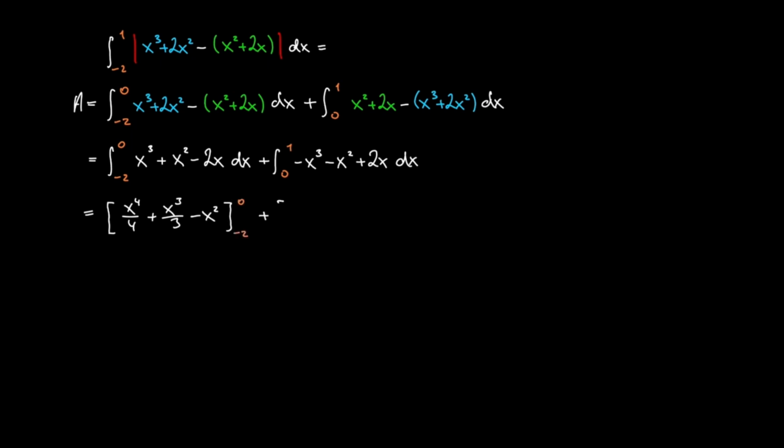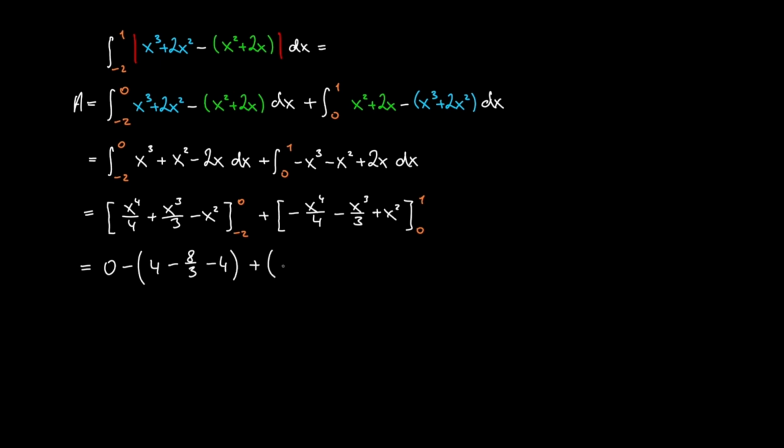And for the second integral, the antiderivative expression is negative x^4 over 4 minus x^3 over 3 plus x squared, evaluated from 0 to 1. Now for the first part, if I plug in 0, I'm just going to get 0. So 0 minus, and then next I plug in negative 2. Here I would get 16 over 4, which is simply 4, minus 8 over 3, and minus 4.